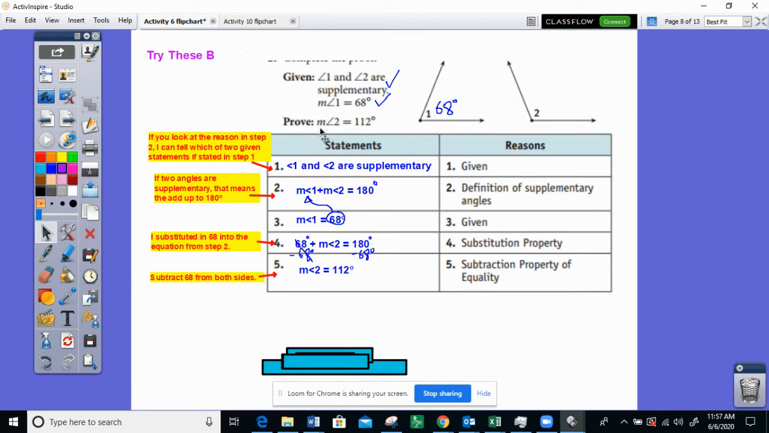So how do we know that we did this correctly? Well, we're ending with the prove statement. And our reason is what allowed us to change the equation in step 4 into the prove statement in step 5.